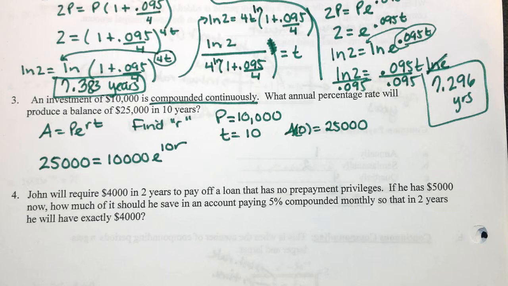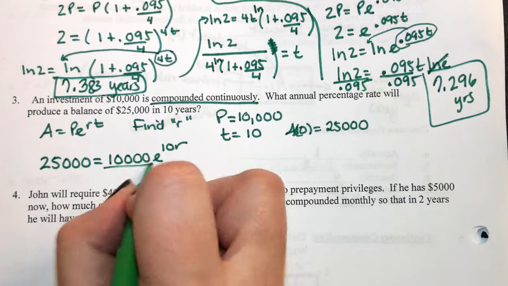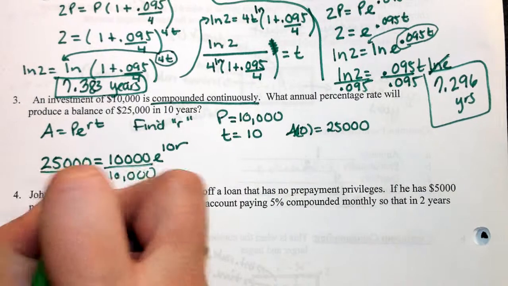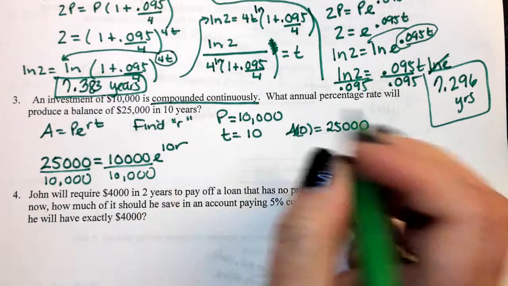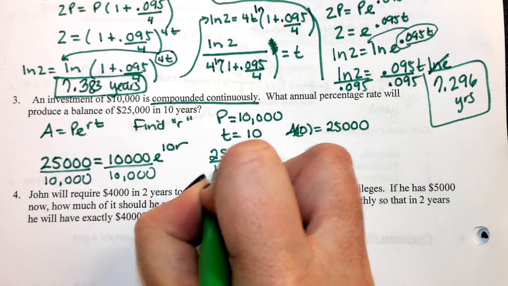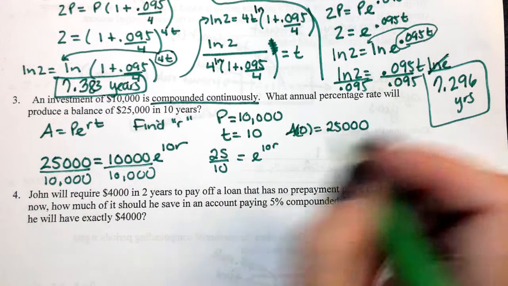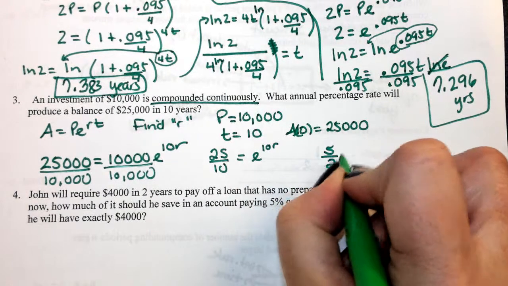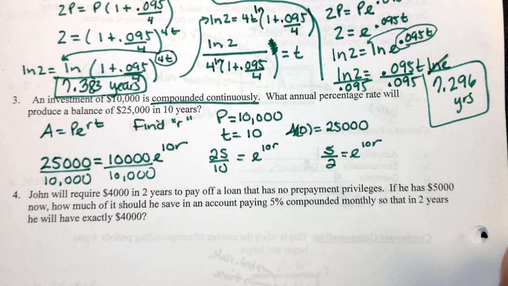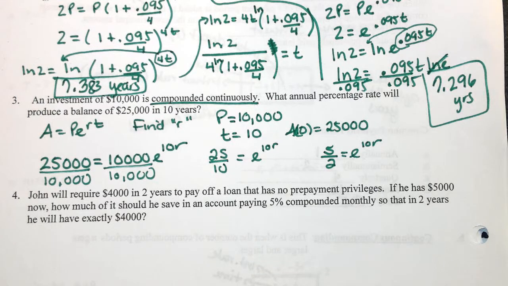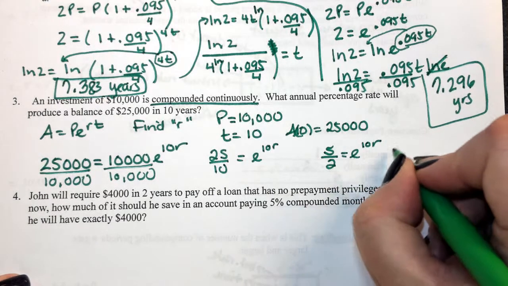So what's going to be the first step here to start solving for r? I'm going to do what to both sides? Divide by 10,000. So I end up with 25 over 10 is equal to e to the 10r. Or I can reduce 25 over 10 to 5/2. r is in the exponent. So what am I going to have to do to both sides of this equation? Take the natural log.